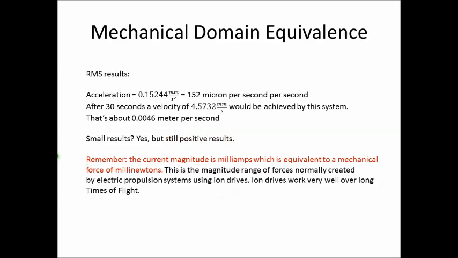Summarizing the simulation results, the RMS acceleration of 0.15244 millimeter per second squared is the same as a translation of 152 micron per second per second. After 30 seconds, a velocity of 4.5732 millimeter per second will be achieved by the system. That's about 0.0046 meter per second. These are small results, but in the context of electric propulsion systems, where the acceleration is applied continuously for a long period of time, this system will be a successful propulsion method.